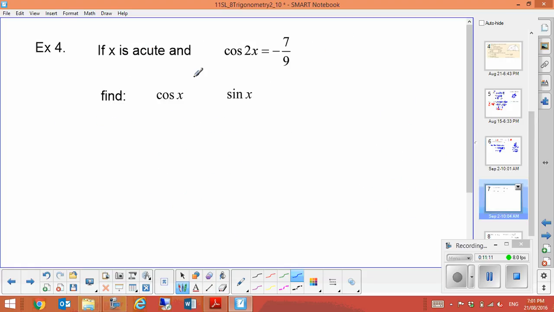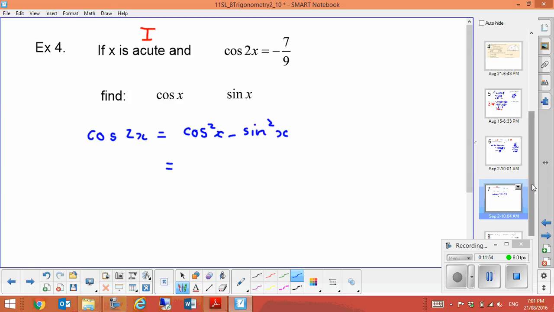This one here, if x is acute, tells us which quadrant? Quadrant 1. And we know cos 2x is minus 7/9. We want to find cos x and sine x. So cos 2x, we know that relationship is cos of 2x equals cos squared x minus sine squared x. But we don't know sine squared x. We've got cos of 2x, and we want to find these, so we don't want two unknowns. So let's turn this into just one unknown.